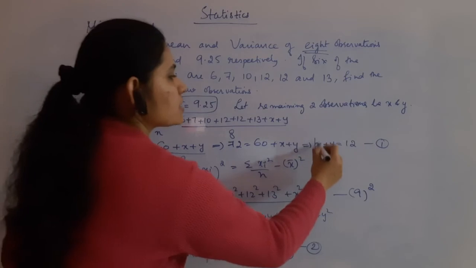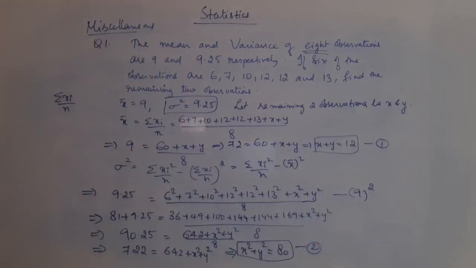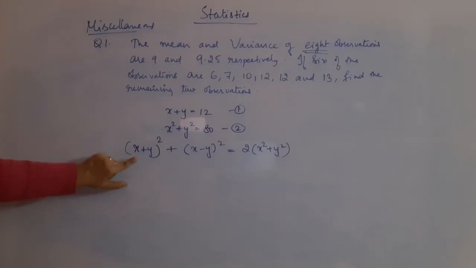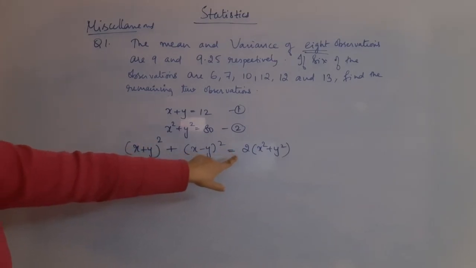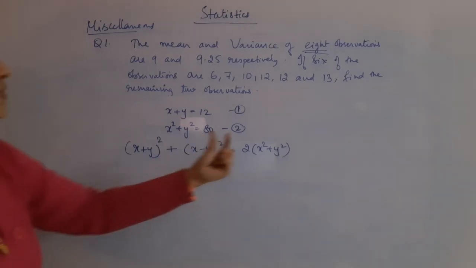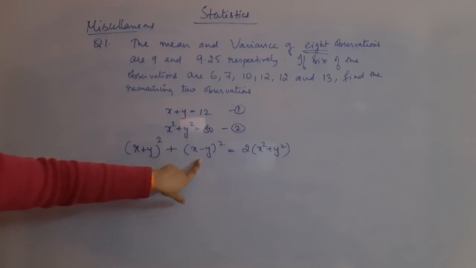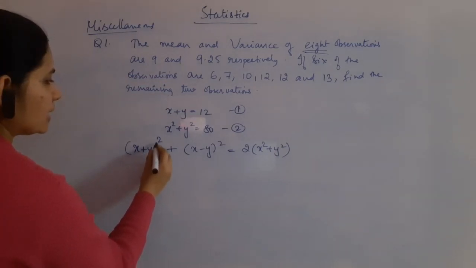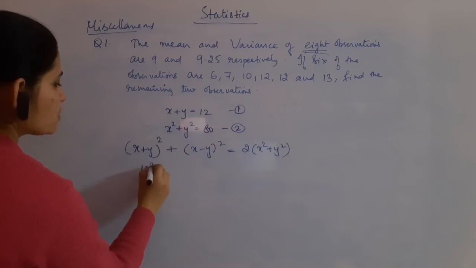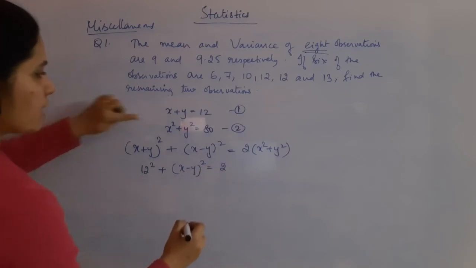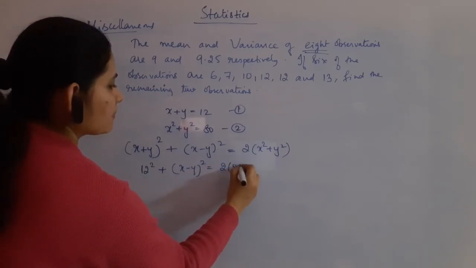So here you have one equation x plus y equal to 12, and the other equation is x square plus y square equal to 80. Now you need to solve these two. Now how to solve? Important thing which you have to know is x plus y the whole square plus x minus y the whole square is 2 into x square plus y square. Because we know this value and this value, we can find out what is x minus y. Okay, x plus y the whole square will give you 12 square, plus x minus y the whole square, we don't know, equal to 2 into x square plus y square, which is 80.